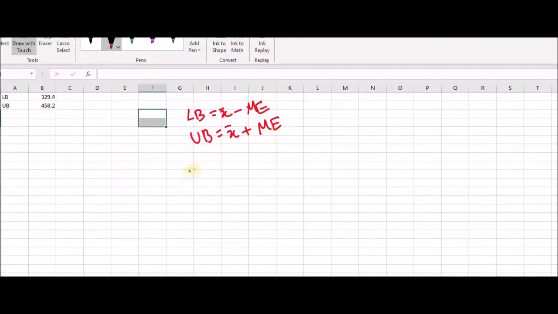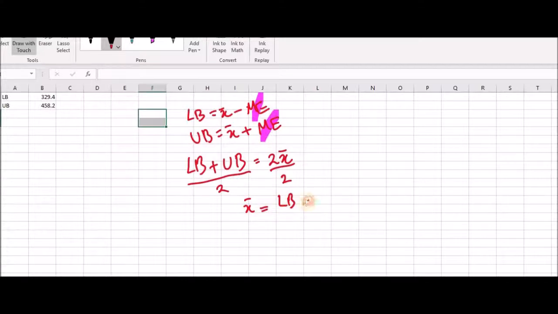So see what happens when we add the lower bound plus the upper bound. If we add the lower bound plus the upper bound, you will get 2x bar, and these will cancel together. So this one will cancel that one because plus or minus will cancel each other. Now we're looking for only x bar. So x bar is basically we divide both equations by 2. So eventually we're going to have x bar is equal to the lower bound plus the upper bound divided by 2. So I will do that right here.